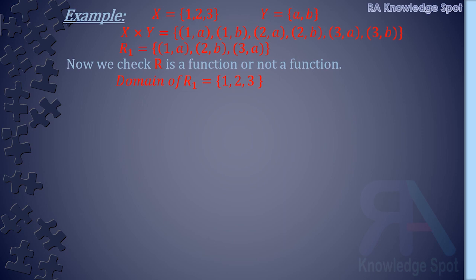It means its domain is completely equal to capital X. It means the first condition is fulfilled. This implies domain of R is equal to capital X, which shows the first condition of the function is satisfied.